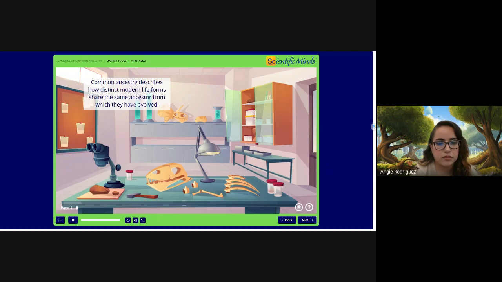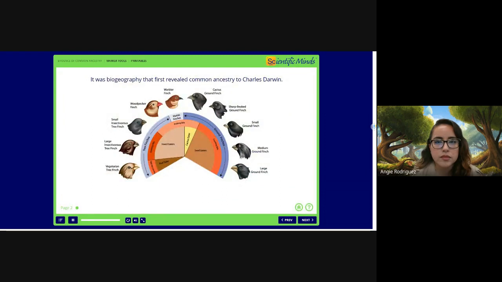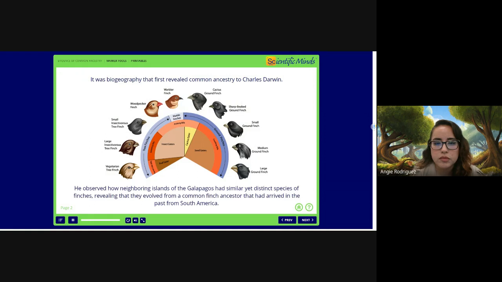Common ancestry describes how distinct modern life forms share the same ancestor from which they have evolved. The primary evidences of common ancestry include biogeography, homologous structures, embryology, DNA, and protein structures. It was biogeography that first revealed common ancestry to Charles Darwin. He observed how neighboring islands of the Galapagos had similar yet distinct species of finches, revealing that they evolved from a common finch ancestor that had arrived in the past from South America.